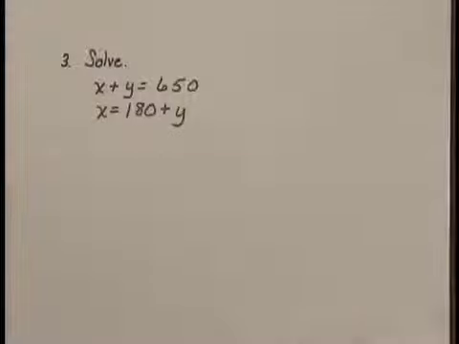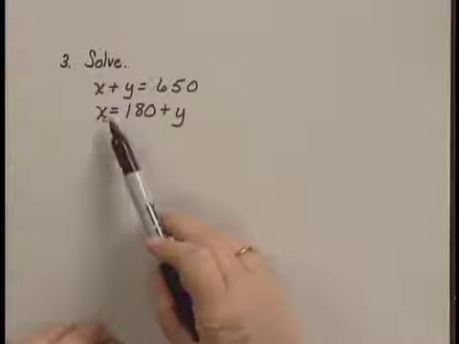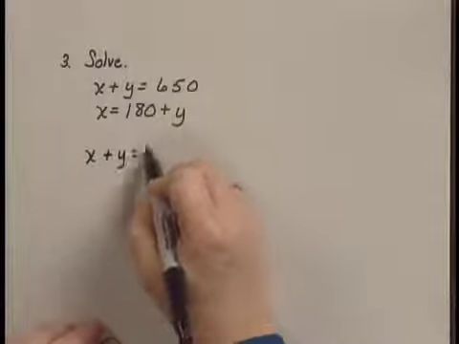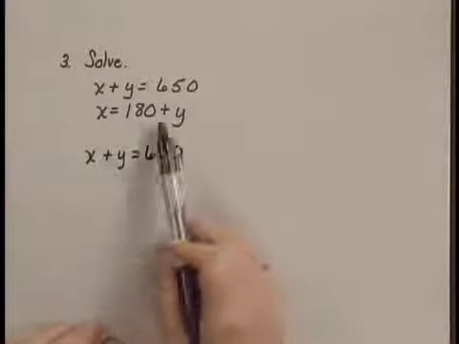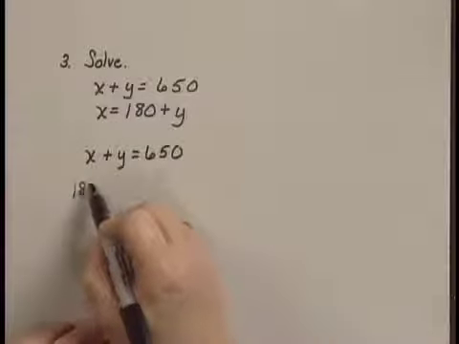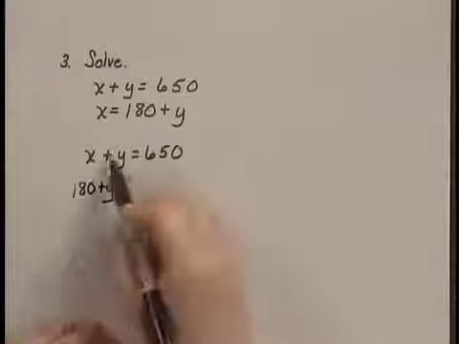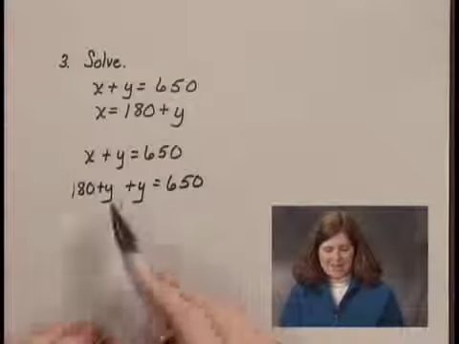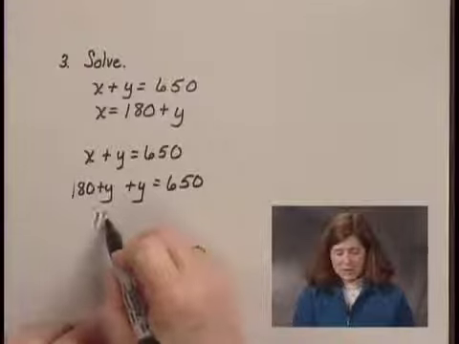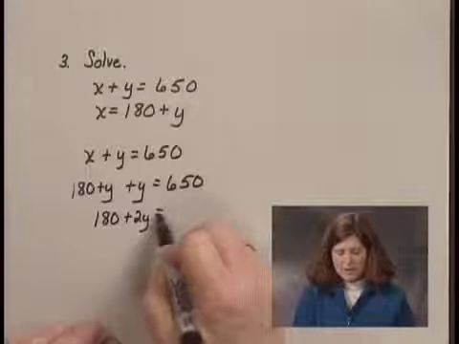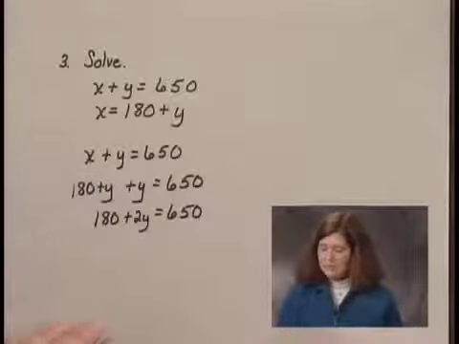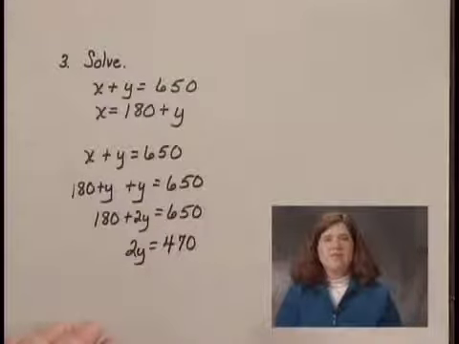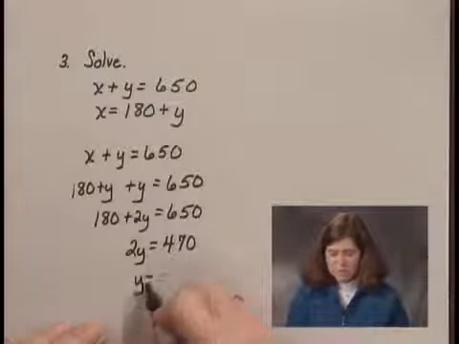I'm going to solve this system of equations using substitution, because I have that x equals 180 plus y as my second equation. So in my first equation, which is x plus y equals 650, I will substitute 180 plus y for x. I have 180 plus y, that's my x, then I have plus y equals 650. Now I can solve for y. I add y plus y and get 2y. 180 plus 2y equals 650. Then I subtract 180 from both sides, and I have 2y equals 470. And then I divide both sides by 2, which gives me y equals 235.